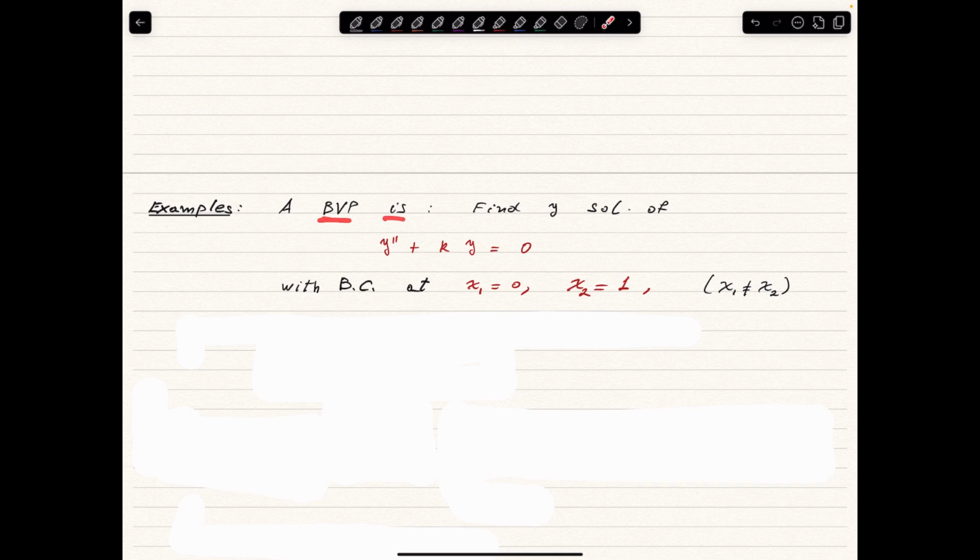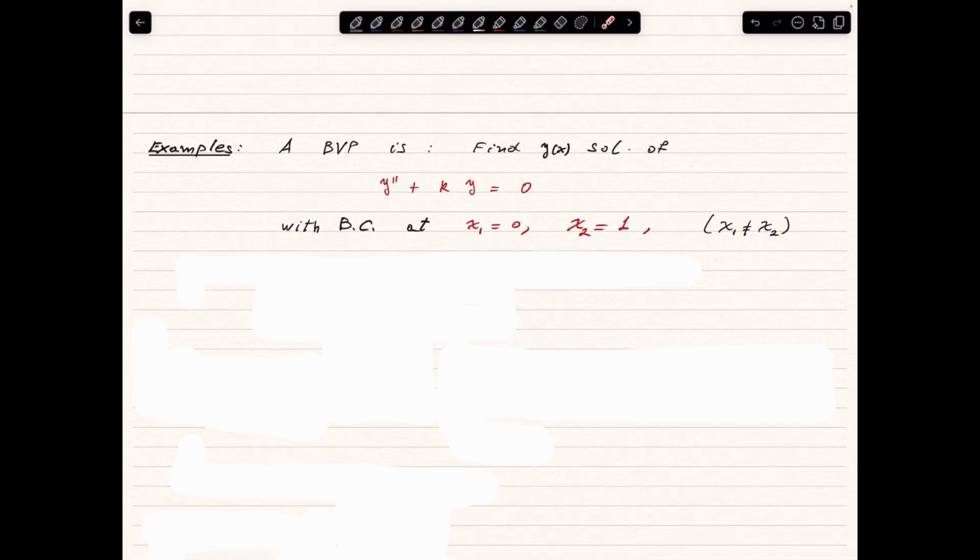A boundary value problem is to find a function y, and let me emphasize now that the independent variable we are using is x, so y of x, solution of, as we mentioned, this is the main equation we are interested in, with the boundary conditions, let's say at x equals 0 and x equals 1. As you see, x1 is different from x2, 0 and 1. And what boundary conditions are these? Well, we have many types of boundary conditions.